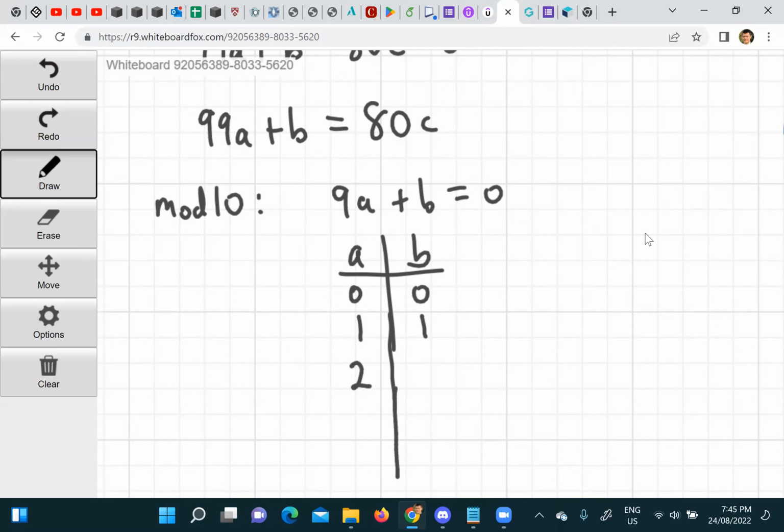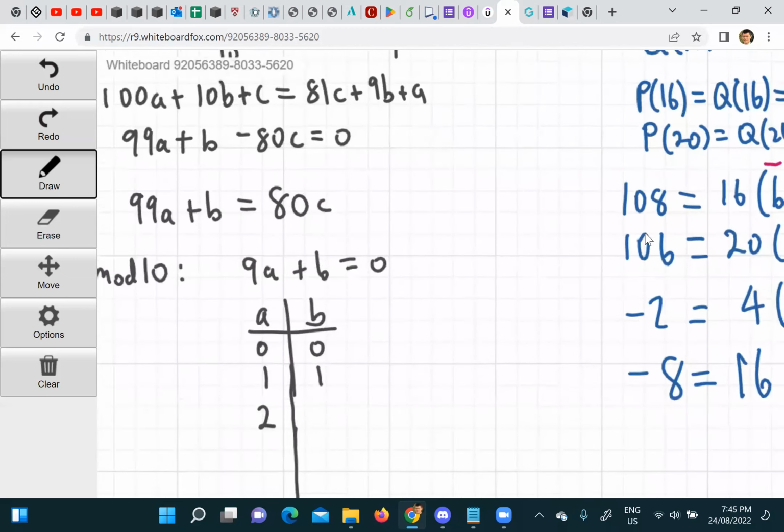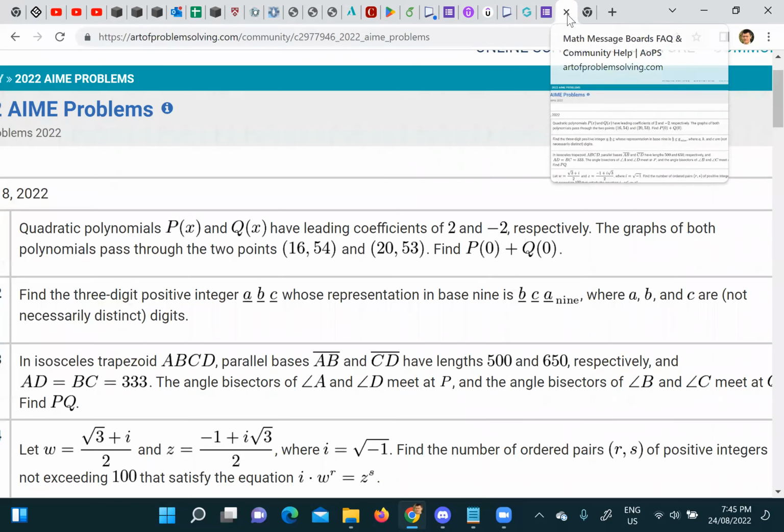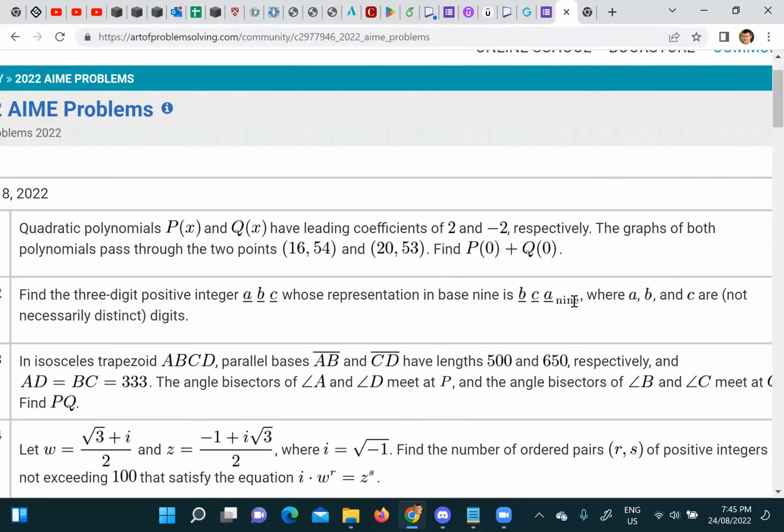Wait, something seems wrong with this. I seem to be getting that 9A is minus A mod 10, and I'm getting that A is equal to B. Oh, did I do something wrong before? Wait, so A is not allowed to equal B. It's not necessarily distinct. Oh, it said not necessarily distinct. I thought it said distinct, sorry.